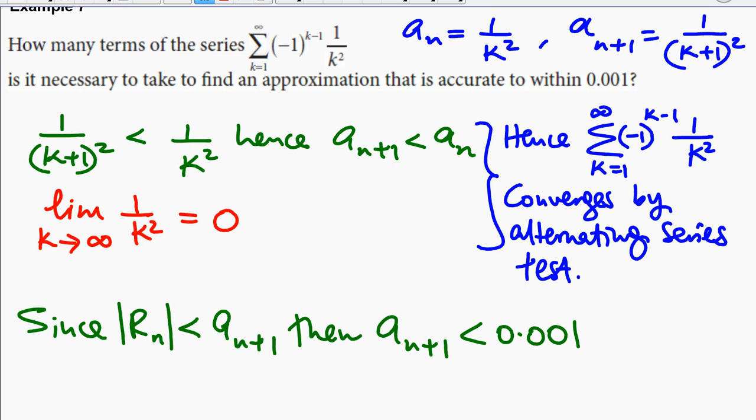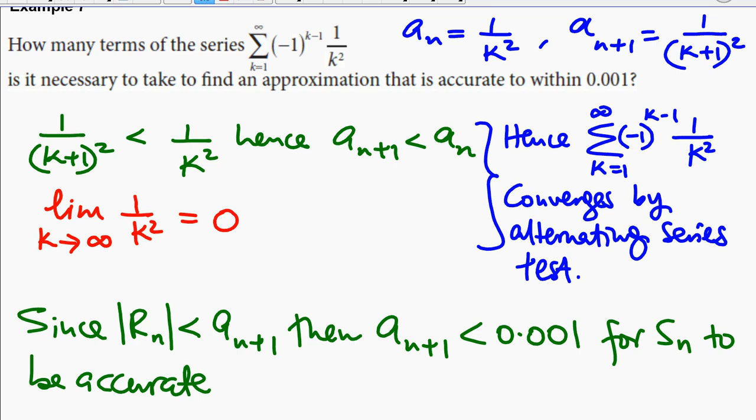What I mean here is, since the remainder is less than S sub n plus 1, then it means that S sub n plus 1 will be less than 0.001, right? Because we want to find an approximation correct to within 0.001. So for S sub n to be accurate to within 0.001, we are going to form an inequality in terms of S sub n plus 1 that we're going to solve, and use that to find what n is.